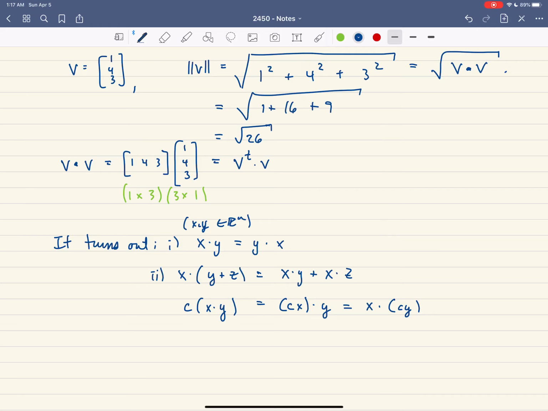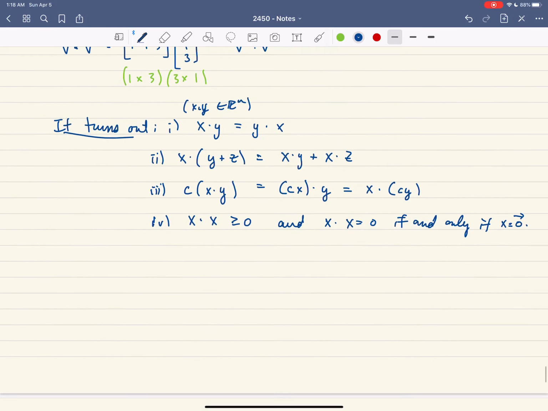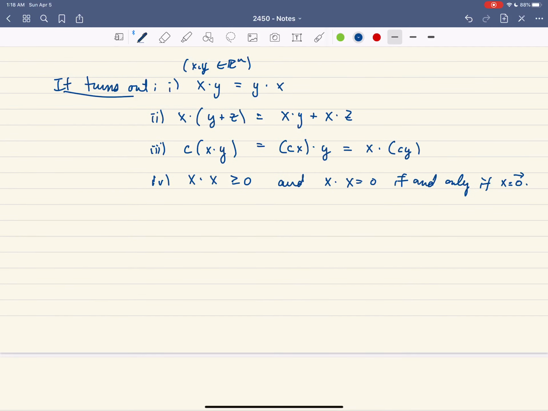So let's give these names. And finally, if I were to take the dot product of anything with itself, I'd get something greater than or equal to 0. And furthermore, x dotted with x is equal to 0 if and only if, what are all the vectors with 0 length? Well, x is equal to the 0 vector. Okay, so it turns out these are the major properties of the dot product. And the dot product is an example of what's called an inner product. Okay, so an inner product is exactly the same idea as a dot product.